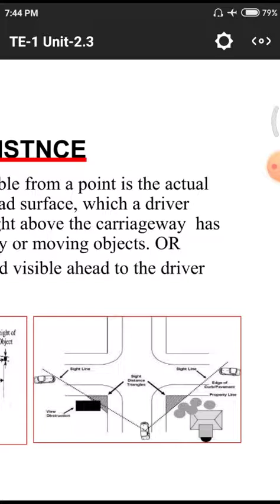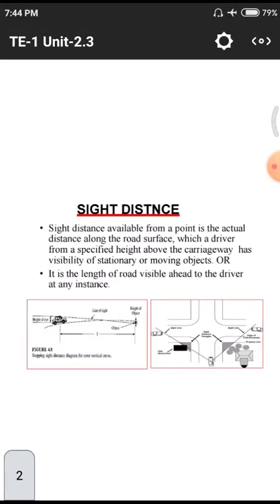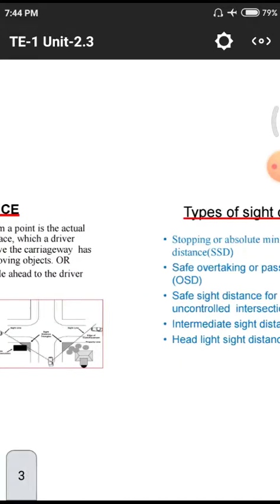Otherwise we have to meet with an accident. So that we need to avoid accidents, we need a proper vision from the particular point we are traveling. That is called the sight distance. The sight distance is classified into different kinds depending upon the passing.